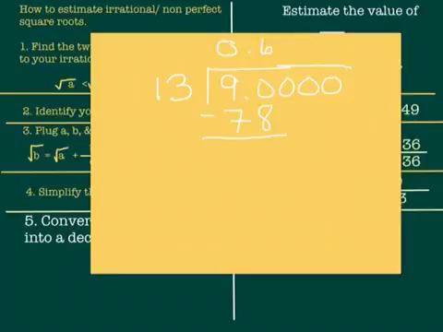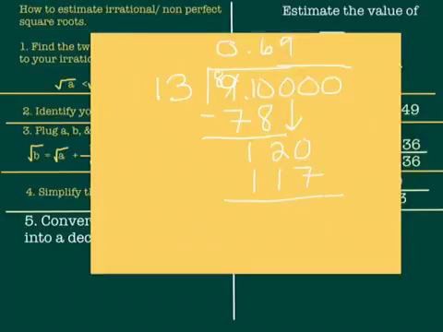And then you subtract. Here you're going to have to borrow. So this is 8. This is 10. So 10 minus 8 is 2. 8 minus 7 is 1. So that's 12. And then you bring down your 0, and that's 120. Now you have to see how many times 13 goes into 120. 13 goes into 120 9 times. And 13 times 9 is 117.